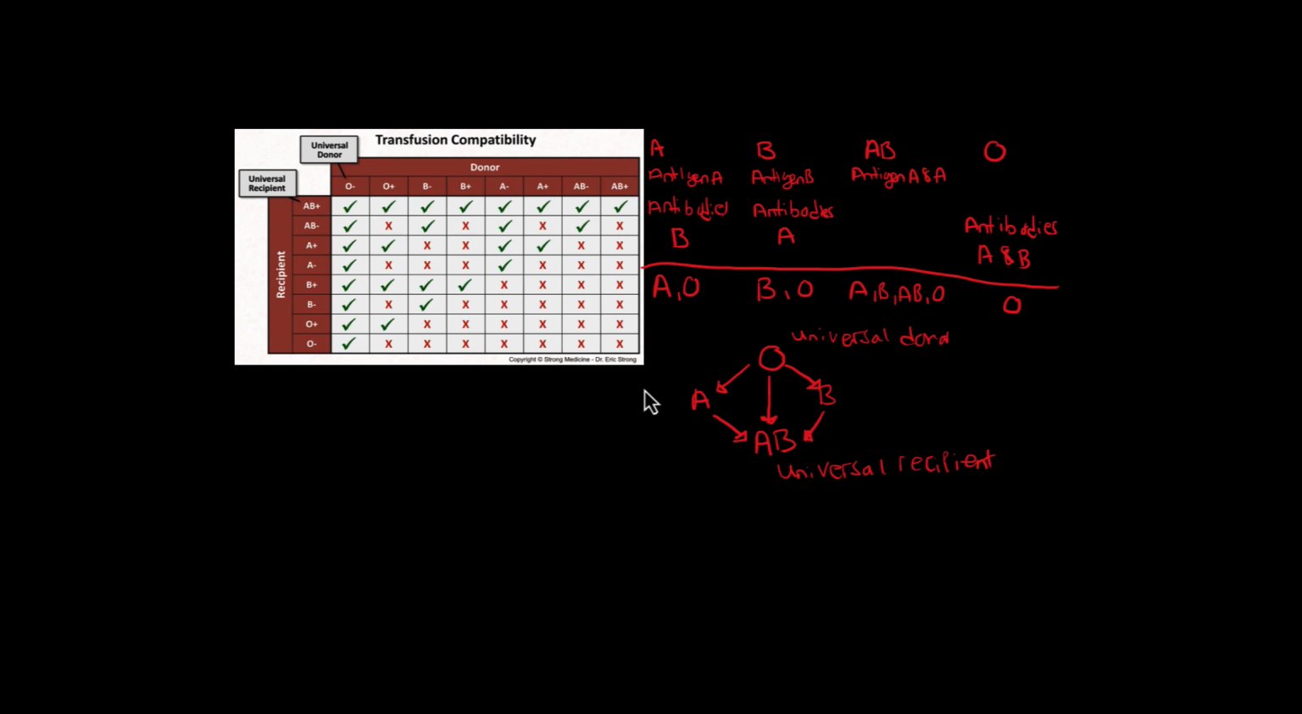Now that we discussed the compatibility of the blood types and we were able to clearly identify the universal donor and the universal recipient from this chart, these arrows, now let's talk about the rhesus factor. The rhesus factor gets a lot of people confused because we're not just A, B, AB, and O. We're also A positive, A negative. We're also B positive, B negative. We're also AB positive and AB negative, and we're also O positive and O negative.